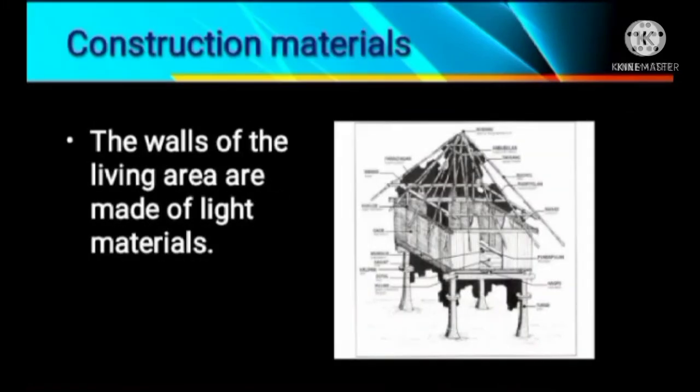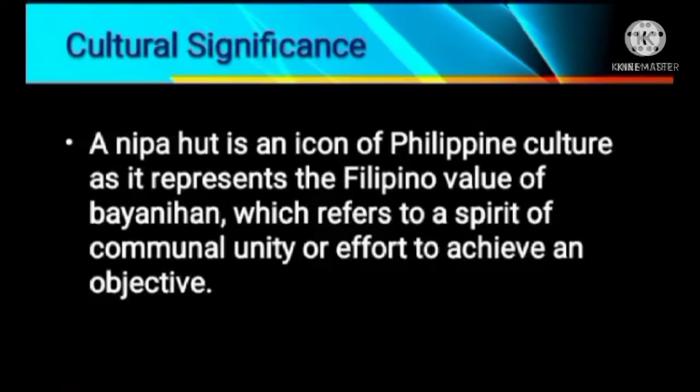Construction materials. The walls of the living area are made of light materials. Posts, walls, and floors are typically made of wood or bamboo and other light materials. The thatch roof is often made of nipa, anahaw, or some other locally plentiful plant, thus making it easier for the nipa huts to be moved if needed.